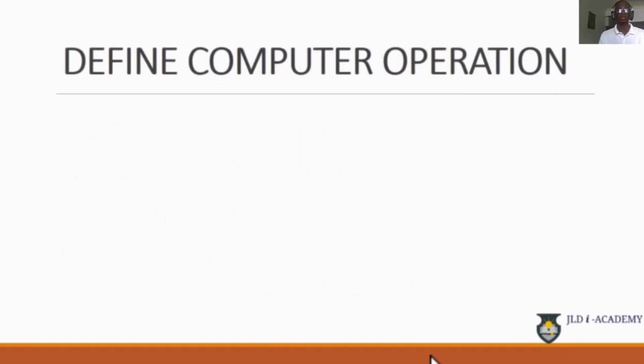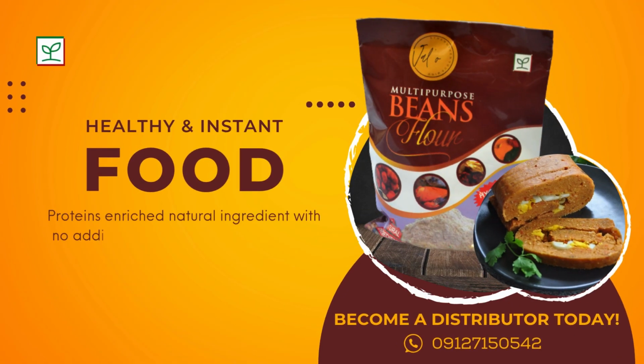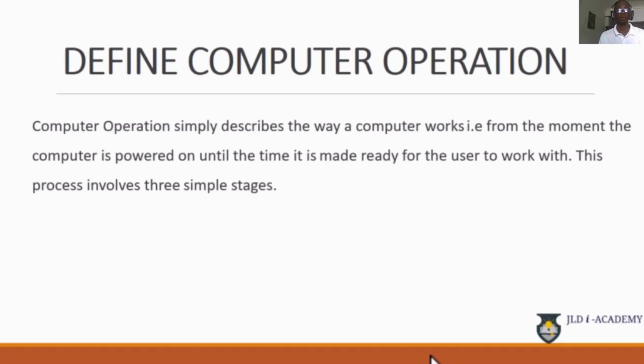Now let's start with the first objective for today, which is to define computer operation. What is computer operation? Basically, computer operation talks about the operations that are performed on a computer, like starting up a computer, opening an application, shutting down the computer, and other tasks. So the definition of computer operation describes the way a computer works, from the moment the computer is powered on until the time it is made ready for the user to work with.